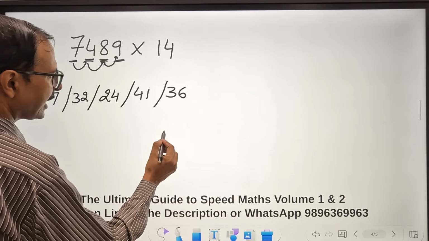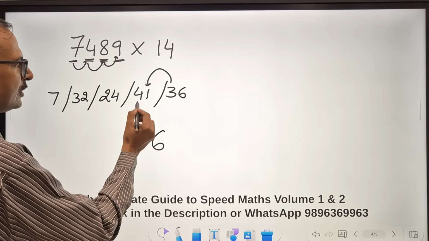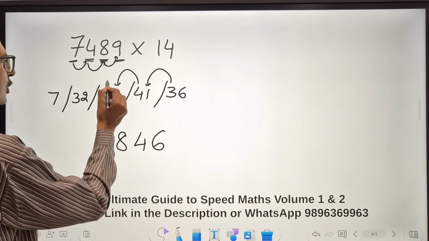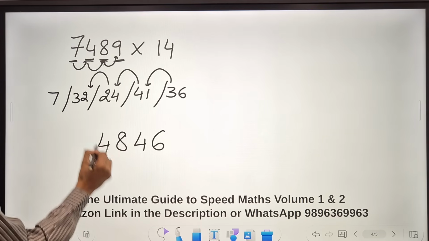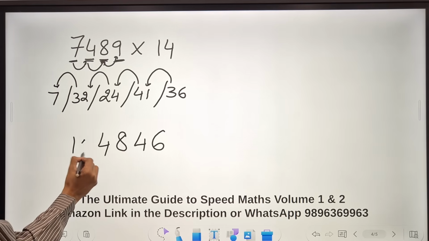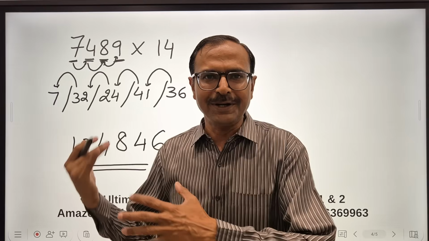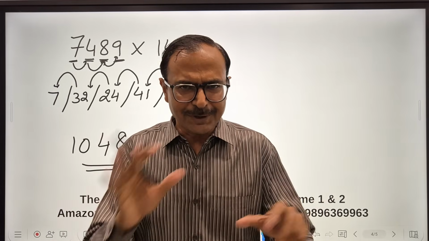So start from the right. 6, 3 carried. So 44 means 4, 4 carried. 28 means 8, 2 carried. 34 means 4, 3 carried. 7 plus 3, 10. And here you go. Now I am not going to use the calculator. You use the calculator and tell me in the comments, is it working for you?